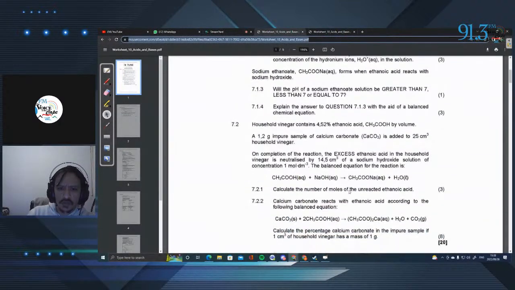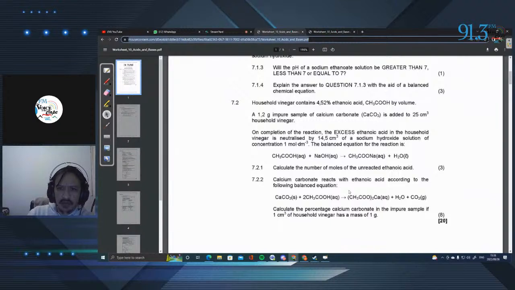7.2. Okay. Household vinegar contains 4.52% ethanoic acid, CH3COOH, by volume.